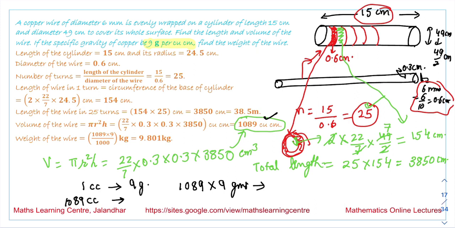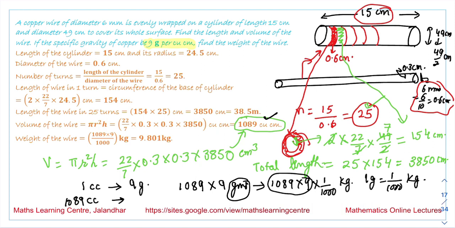If we convert it to kg, it is 1089 into 9. What we know is 1 gram is equal to 1 by 1000 kg. So if we replace grams with kg, we get 1 by 1000 kg. So when you multiply these two values, you will get 9801 by 1000. So it is equal to 9.801 kg. So this is the weight of the wire.